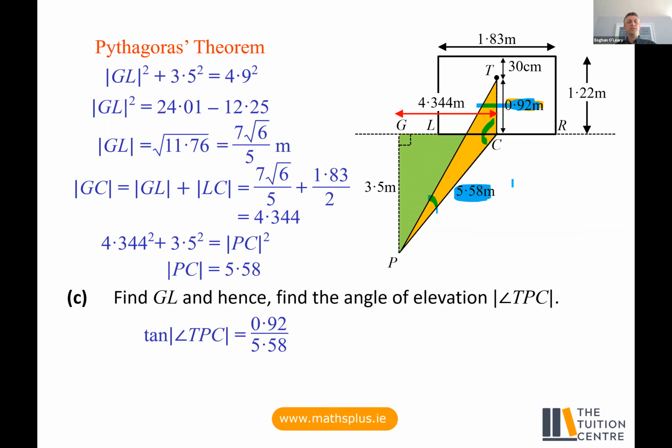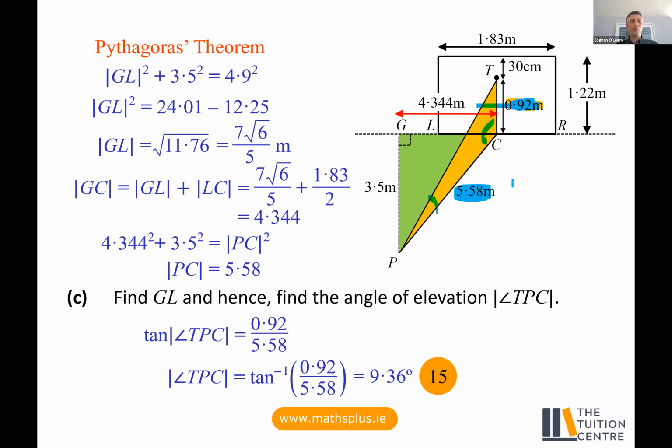Which of the ratios uses opposite and adjacent? It's tan. So the tan of the angle is the opposite over adjacent, 0.92 divided by 5.58. I'm going to get the inverse tan of that, and I'm going to get 9.36 degrees. And that's my answer. Now, there was a lot of work in it. It was 15 marks.